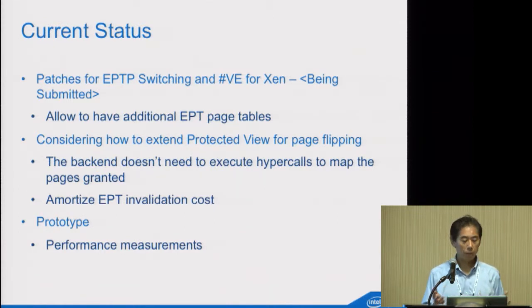So what I'm looking at is basically how to amortize the EPT invalidation. The hint is that we don't need to invalidate EPT as long as we just create a new translation. If previously it was not valid, then when we add a valid translation, at that point we don't need to invalidate EPT. Then I will take a look at measuring performance at this point.